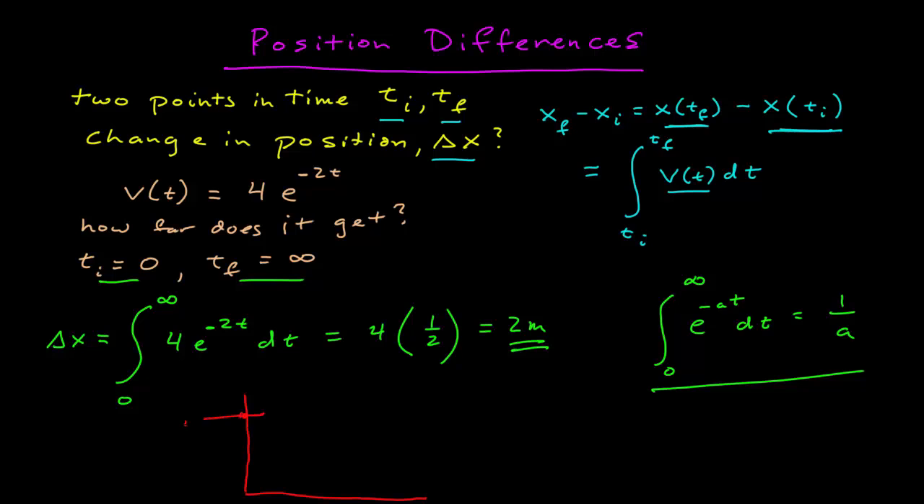It starts at 4, and it just decays, and it is always positive from t equal to 0 to t equal to infinity. However, the position difference is finite. The area under this curve, even though it has contributions out to infinity, is a finite value. Even though it never really stops, it just gets slower and slower, it asymptotically approaches a 2-meter position difference. So again, position differences using the fundamental theorem of calculus.